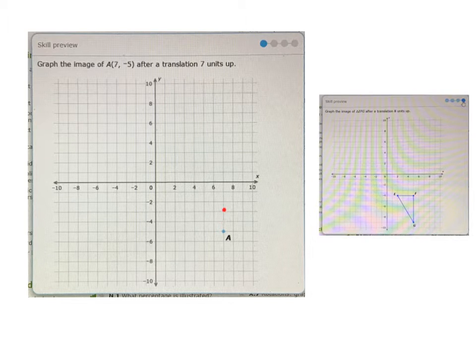So 1, 2, 3, 4, 5, 6, 7. So that'll be to +2, which makes sense. -5 moved up 7 is +2. So I'm going to take my little dot and put it on +2. And I imagine if you were doing this on paper, you should label it A after the translation.